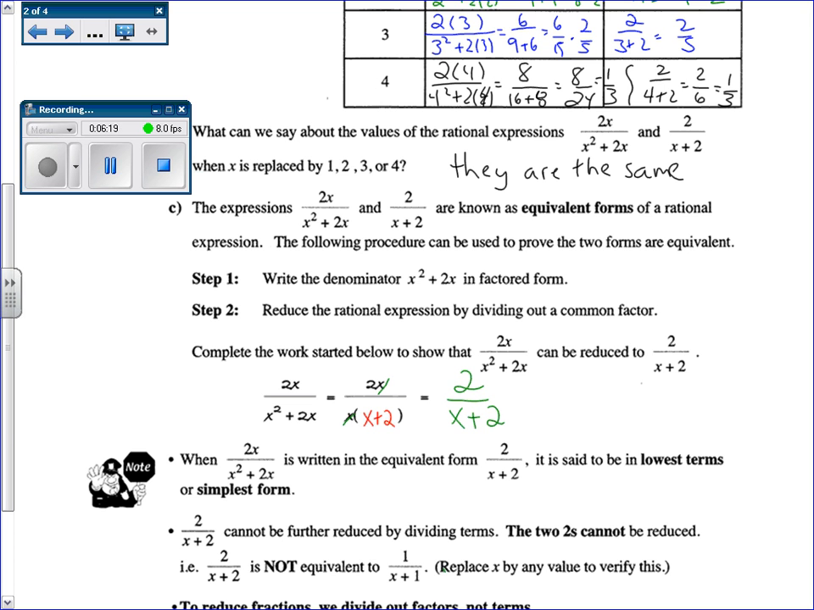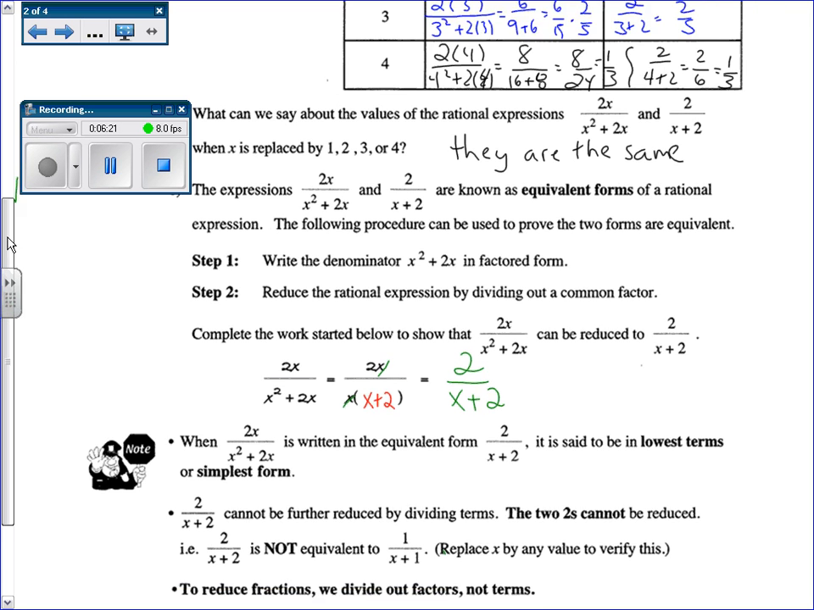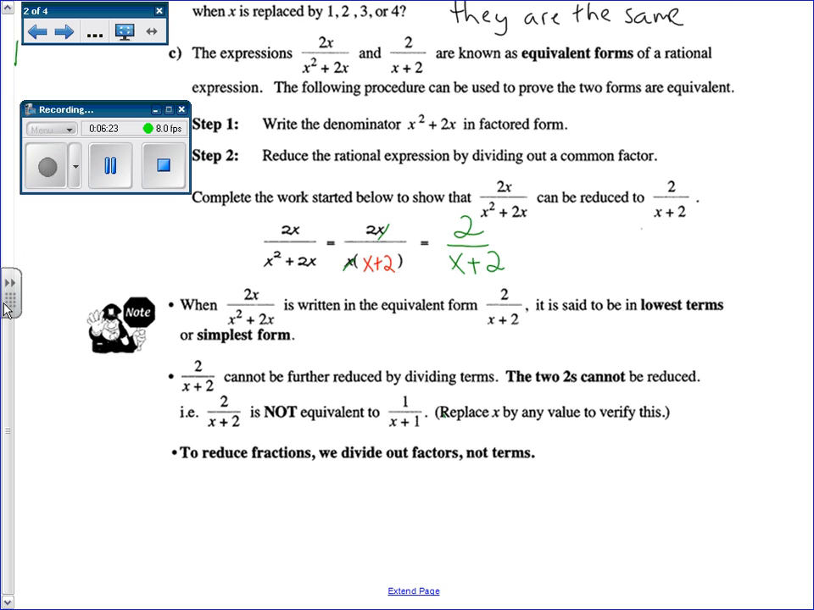Okay. So when 2x divided by x squared plus 2x is written in the equivalent form, it's said to be in lowest terms or in simplest form. We can't reduce this any further by dividing terms. The 2's can't be divided because they're not in the same spot, or there isn't a 2 in every term. In order to factor something out, that number or letter has to be in every single term. So to reduce fractions, we divide out factors, not terms. Factors are things that are multiplied to make the number.